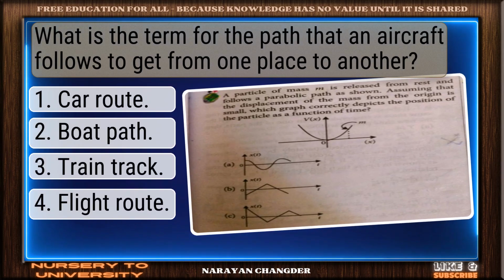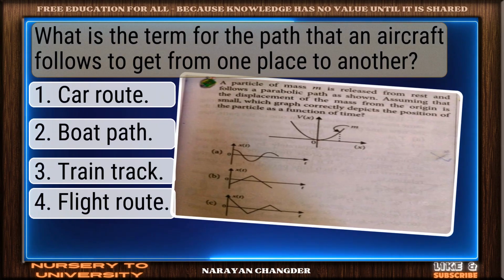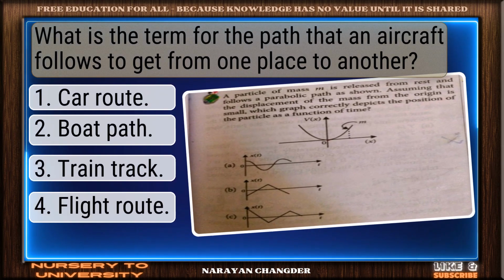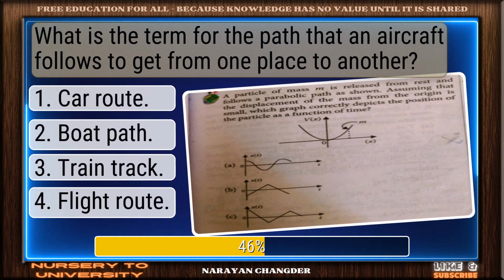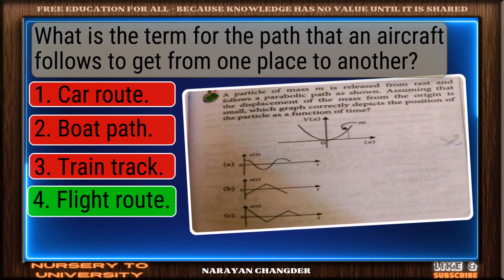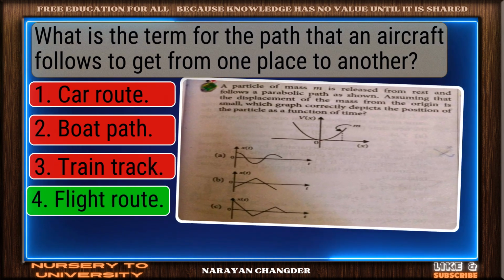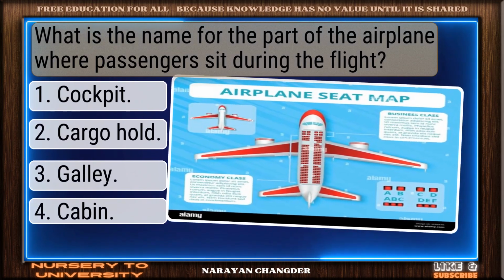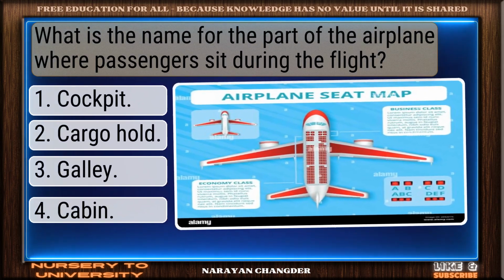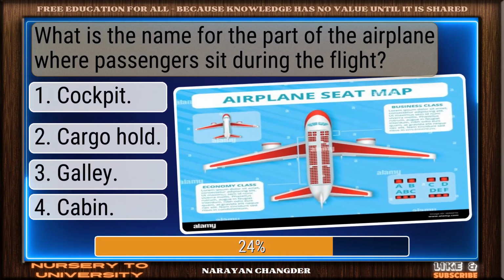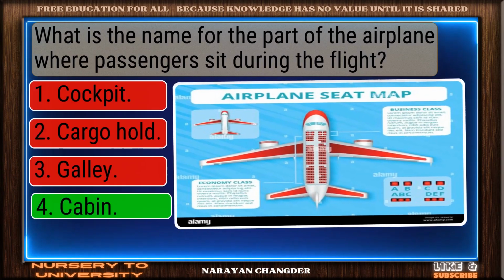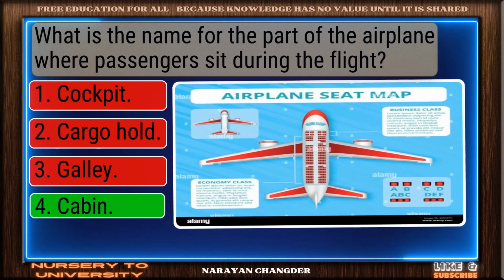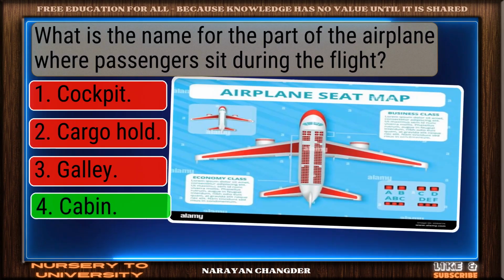What is the term for the path that an aircraft follows to get from one place to another? Well picked. Flight route is the correct answer. What is the name for the part of the airplane where passengers sit during the flight? Good thinking. Cabin is the right answer.